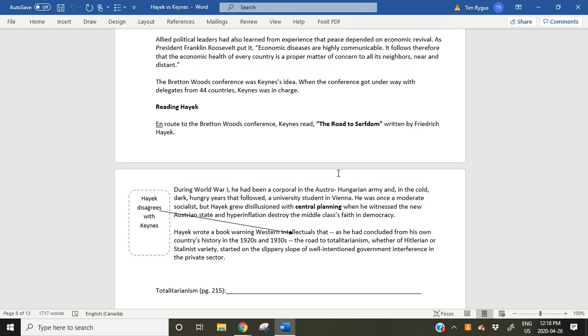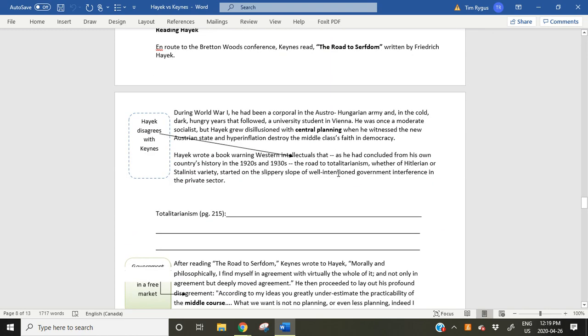And so Hayek wrote a book warning Western intellectuals, based on anecdotal evidence from his country's history, that the road to totalitarianism, whether of Hitler's or Stalin's variety, started on the slippery slope of well-intentioned government interference in the private sector. So when the government gets involved in the market, it's a slippery slope to them getting more and more involved, eventually leading to totalitarianism. You can look up that term, totalitarianism.